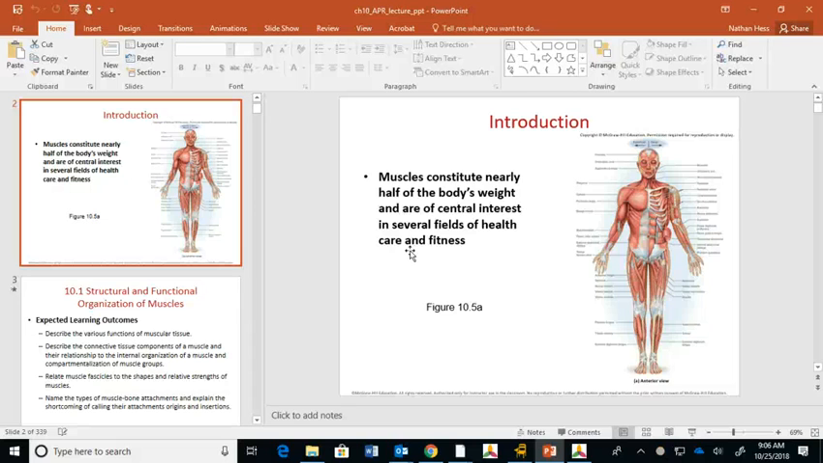All right, we're diving into chapter 10. You have moved away from our 3 chapters worth of bones, which is impressive, right? You didn't know there was so much to know about bones, did you? And now we're getting into muscles.